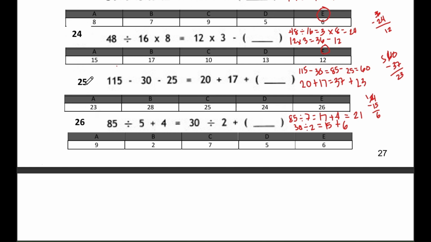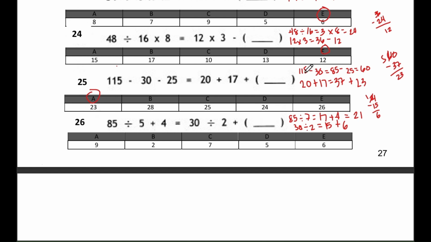Question 25. 115 minus 30 minus 25 equals 20 plus 17 plus what missing number? The options are A, 23, B, 28, C, 25, D, 24, or E, 26. The correct answer is A, 23. Let's solve this one together.